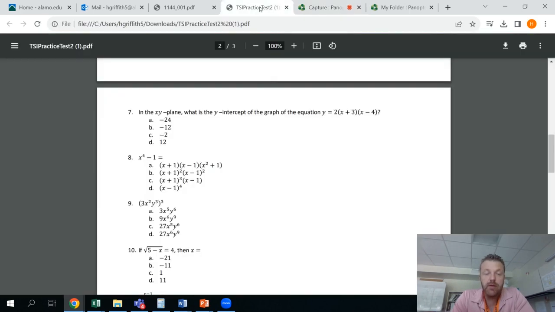So in this video, we're going to look at questions 7 through 9. So for question 7, we're told that in the xy plane, we want to find what is the y-intercept of the graph with the equation y equals 2 times quantity x plus 3 times quantity x minus 4.